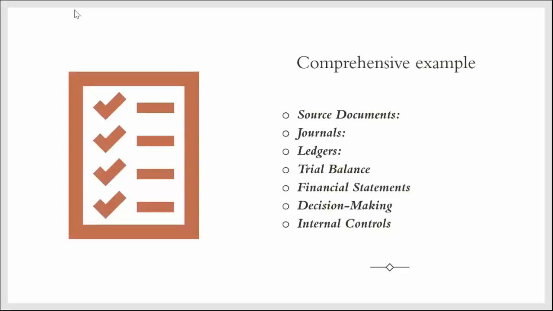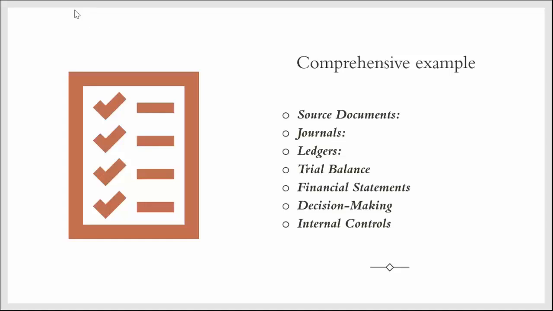1. Source documents. Elegant Dresses receives supplier invoices for new stock and issues sales receipts to customers. 2. Journals. The bookkeeper records all sales in the sales journal and all inventory purchases in the purchases journal. 3. Ledgers. The transactions are posted from the journals to the general ledger, which summarizes all financial activities. 4. Trial balance. At the end of the month, the bookkeeper prepares a trial balance to ensure that total debits equal total credits.